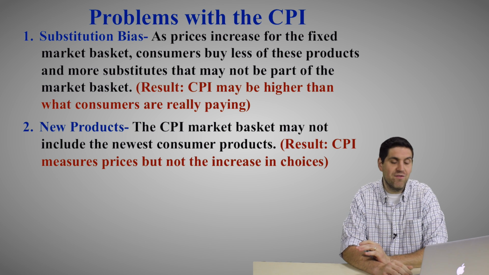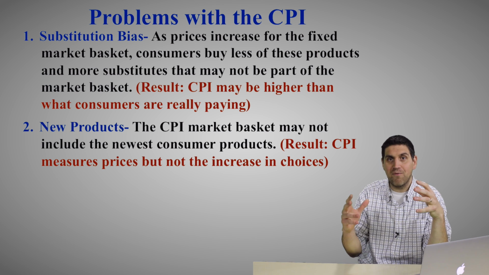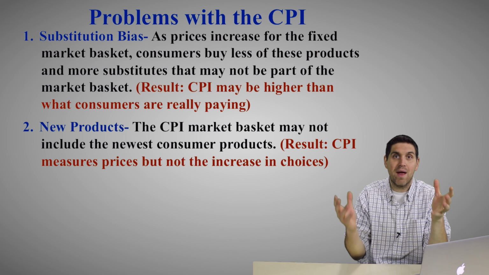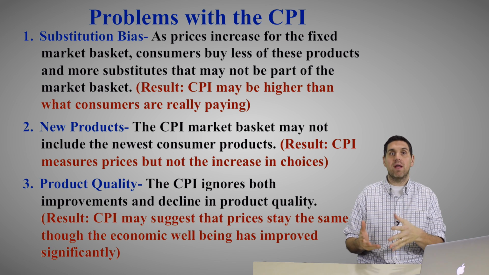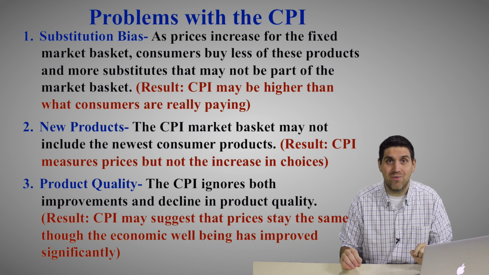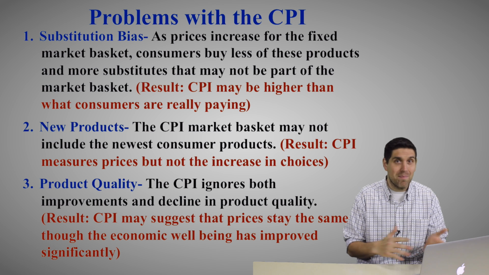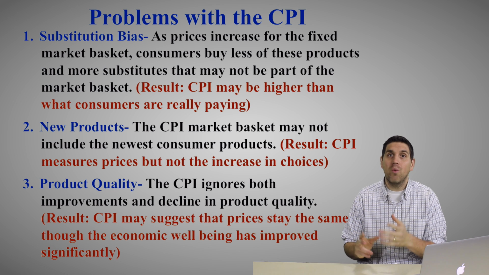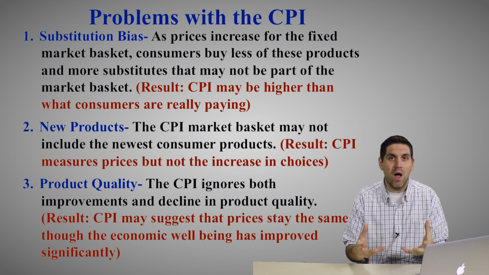Another issue might be the idea of new products. Right? When a new product comes out, like when the iPad first came out, if the prices are going up for it, we have no reference point because it's brand new. It's not in some old market basket. The last problem is the idea of product quality. I mean, your computer is way better than the computer that I had when I was in college, right? And the idea is that prices might go up, but quality might actually be way better. So the idea of CPI doesn't exactly capture that there's better quality in products.